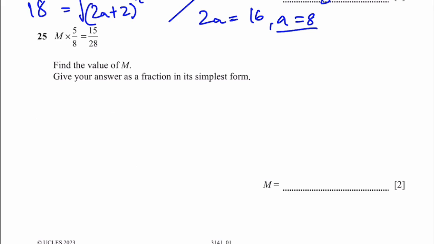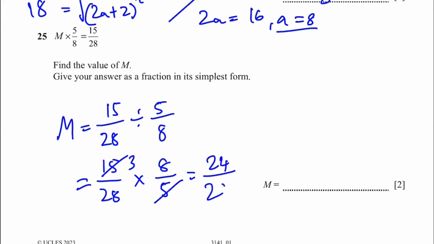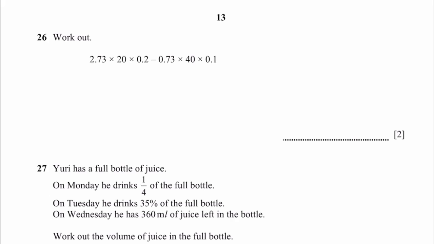Question 25. M into 5 by 8 is equal to 15 by 28. Find the value of m, give your answer as a fraction in simplest form. So m will be equal to 15 by 28 divided by 5 by 8. That's equal to 15 by 28 into 8 by 5, which is equal to, we can cancel out some things, 3 into 8 is 24, divided by 28, we get 6 by 7. That's the answer.